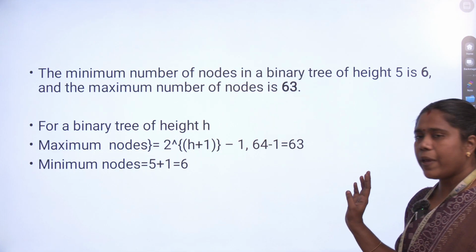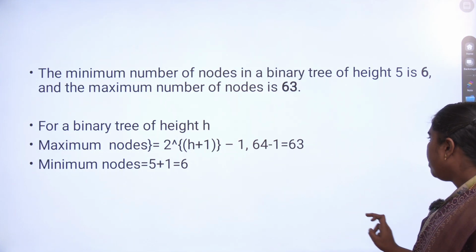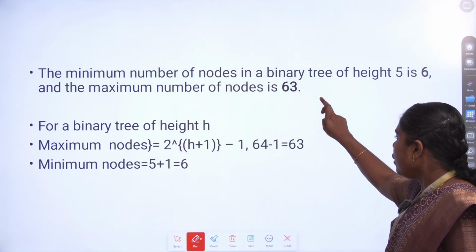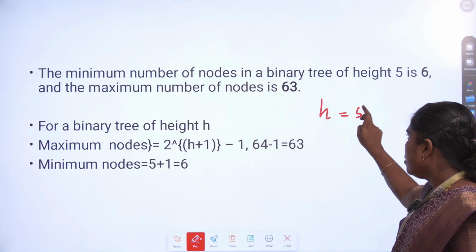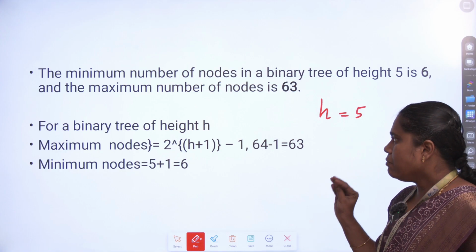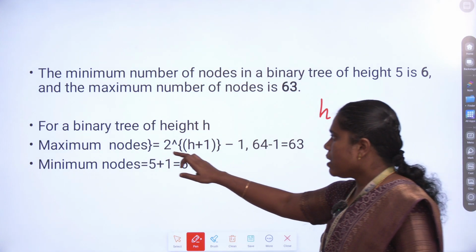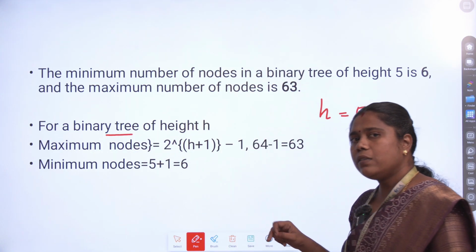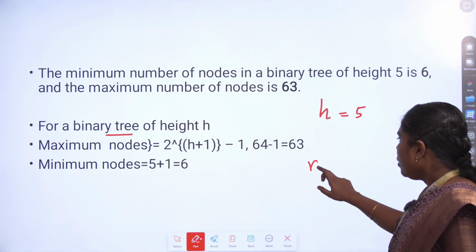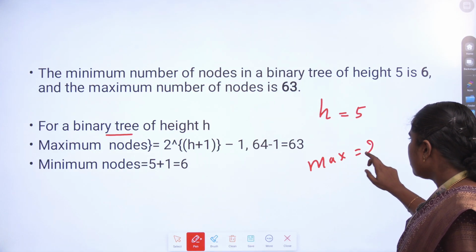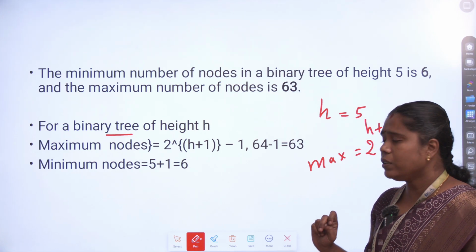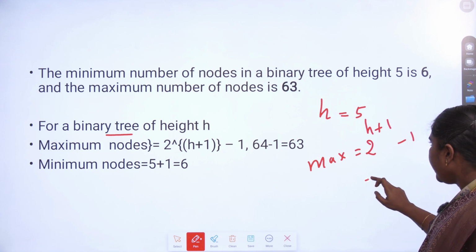So in order to find this, we have a formula, right? How to calculate the minimum and the maximum number of nodes if the height of the tree is given. Here the height of the tree will be represented as h. So what is the height of the tree? It is 5. Now in order to find out the maximum number of nodes in the tree, here it is given that it is a binary tree. So what is the condition for a binary tree? Each node can have at most 2 children. So in order to find out the maximum number of nodes, the formula is 2 power h plus 1 minus 1. So to find out the maximum number of nodes, here h is 5.